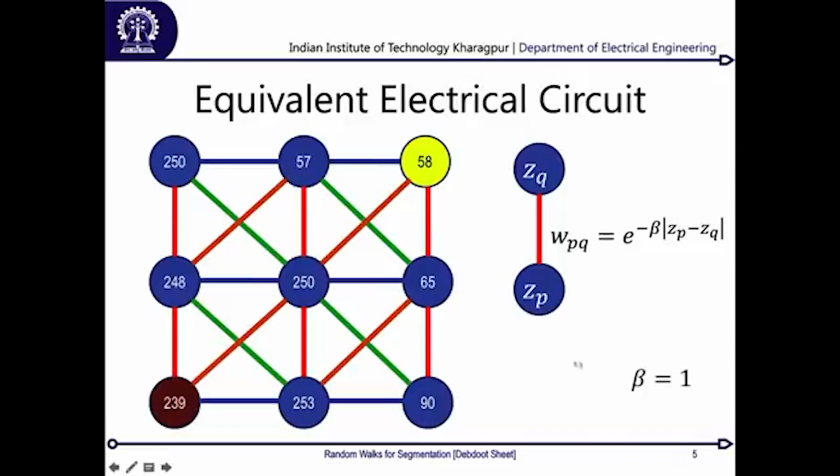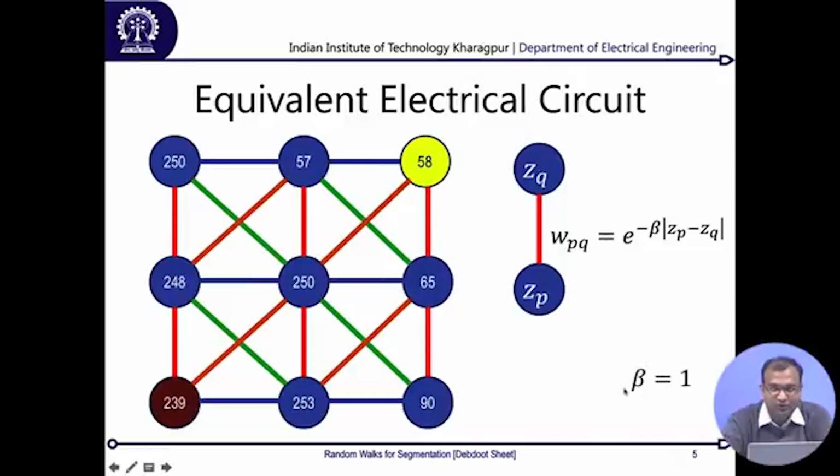Now from there, let us assume a value of beta equal to 1. With that, if you look between node 250 and 248, you will compute the value of this weight to be 0.13. Similarly, if you look between this particular node and this node, which have values of 250 and 57, your conductance value comes down to 1.51 times 10 to the power of minus 84, which is a value very close to 0.